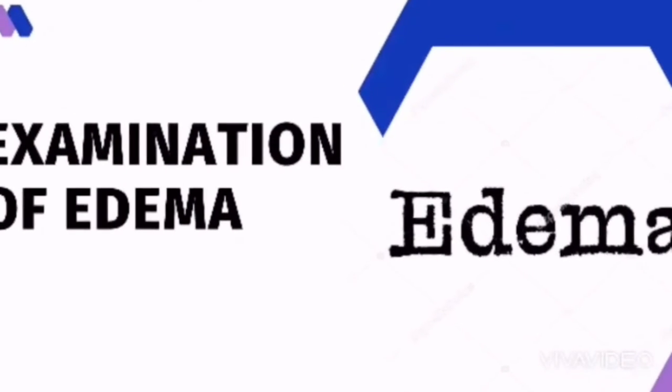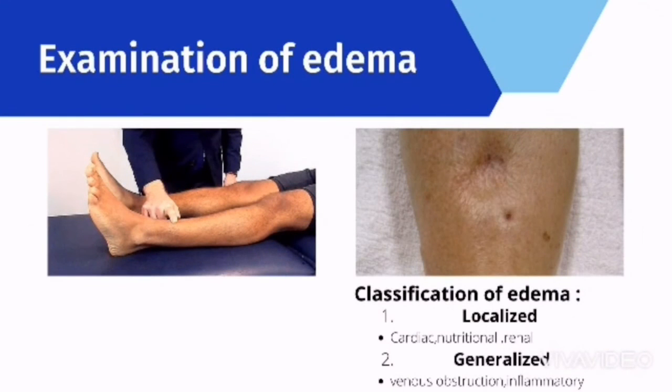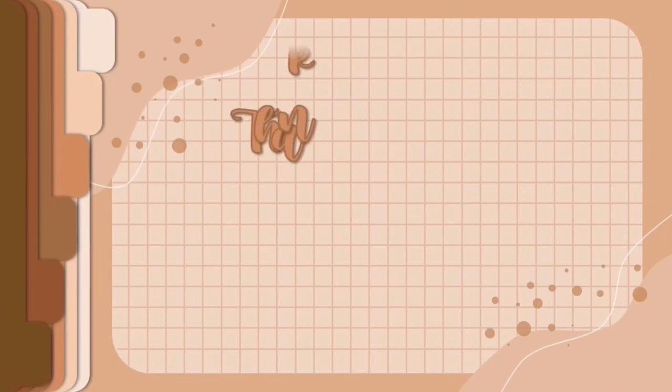Examination of edema. In the first picture, it shows the pitting edema assessment will be handled. First, we will apply pressure to the anterior aspect of the tibia for 15 seconds and then release. Look for persistence of the depressed area after pressure is removed. While in the second picture, it shows the appearance of pitting edema. And that is all. Thank you for watching.